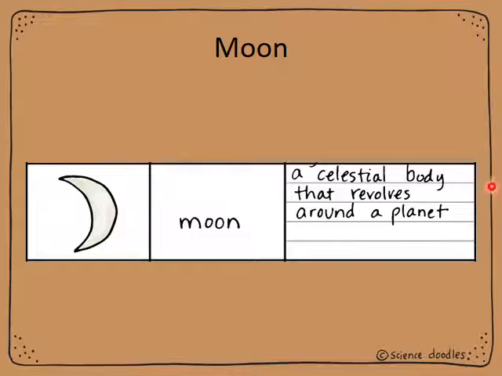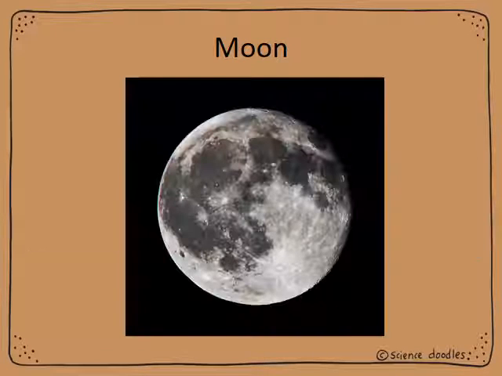A moon is a celestial body that revolves around a planet. So this is just something that revolves around a planet, which is the larger object, and then the planet revolves around the star. Our moon is called the moon because it was the first one we were able to see. We weren't able to see the moons of other planets until we were able to have telescopes several hundred years ago. And there's our moon.